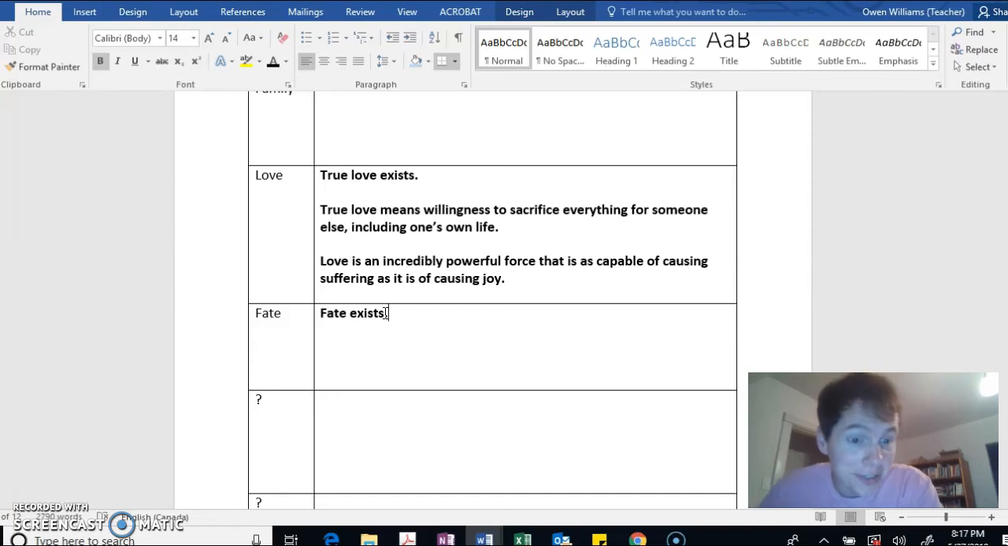Anyway, in the play, fate exists. And we see that that's true. But what can we learn about fate? What is destiny? How do we interact with destiny, with fate? What can we learn from the play about what it means to be fated to do something? What can we learn from the play about what it means for something to be fatal? You need to think about that. What does the play teach us about that?